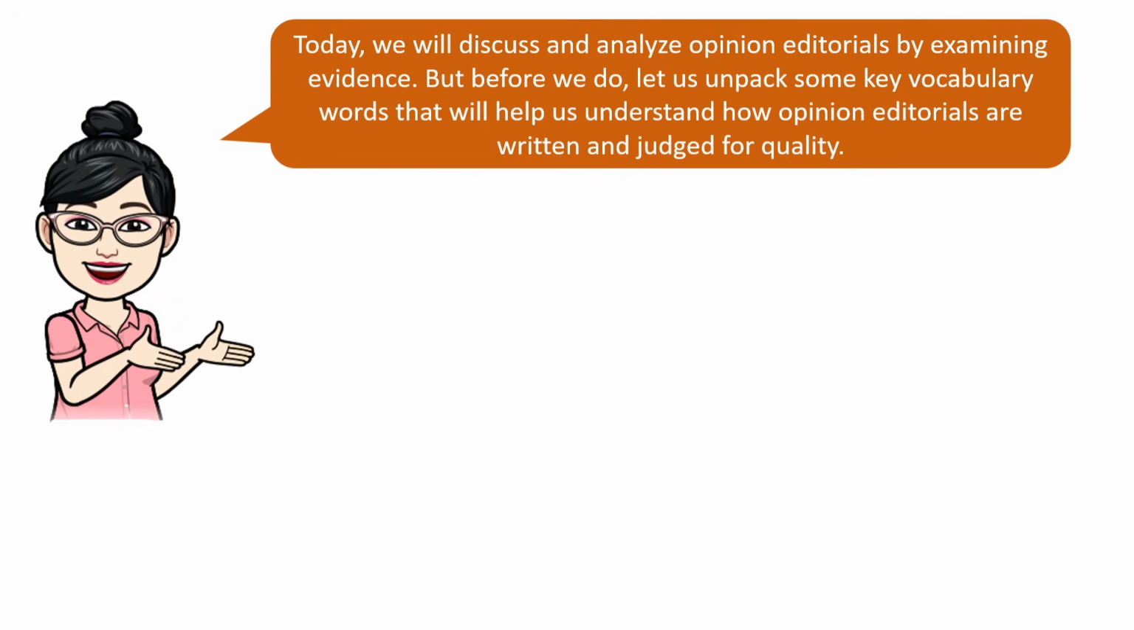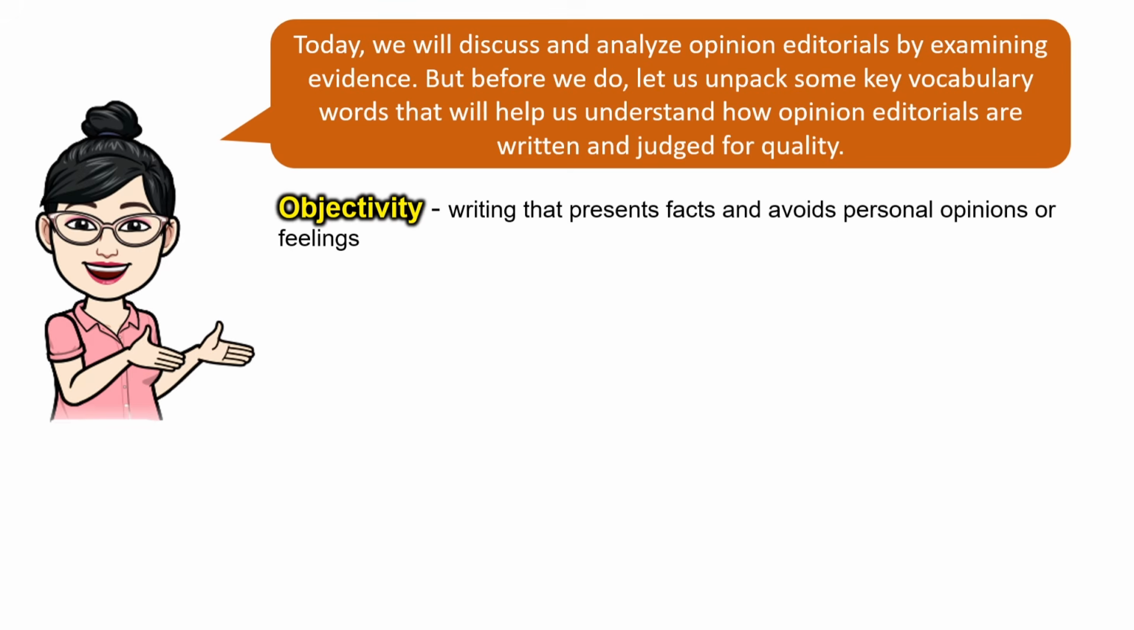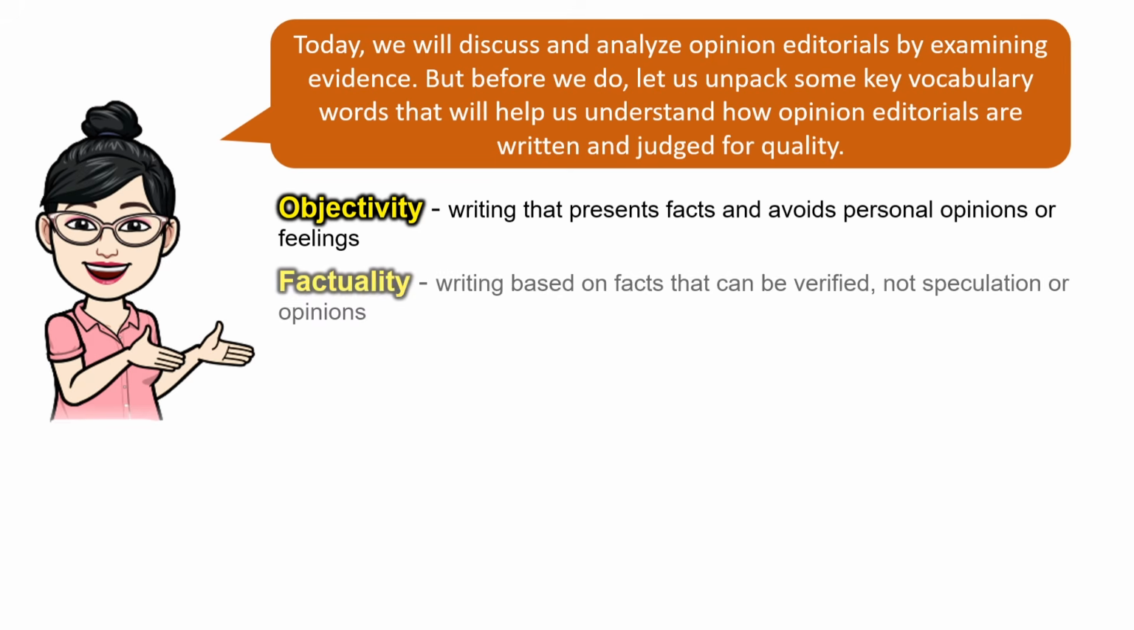Today, we will discuss and analyze opinion editorials by examining evidence. But before we do, let us unpack some key vocabulary words that will help us understand how opinion editorials are written and judged for quality. First is objectivity, writing that presents facts and avoids personal opinions or feelings. Factuality, writing based on facts that can be verified, not speculation or opinions.